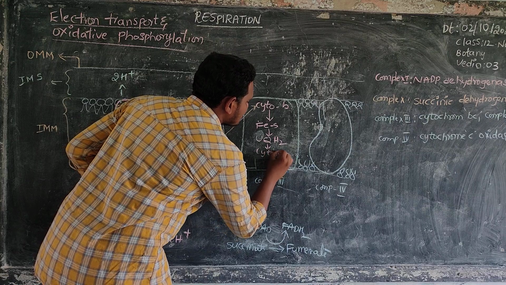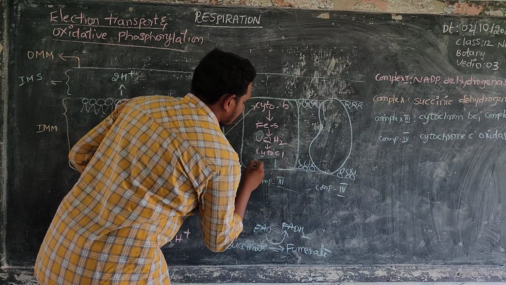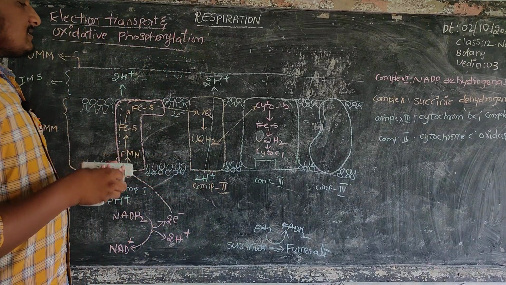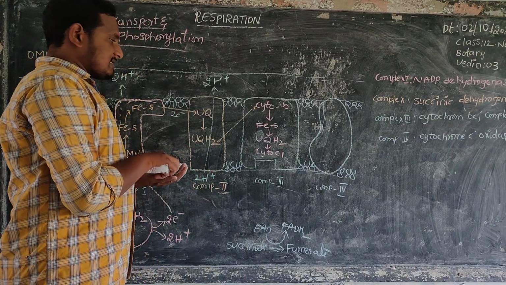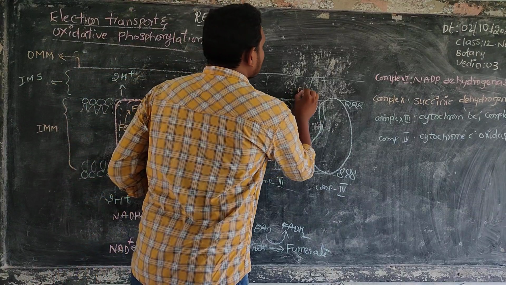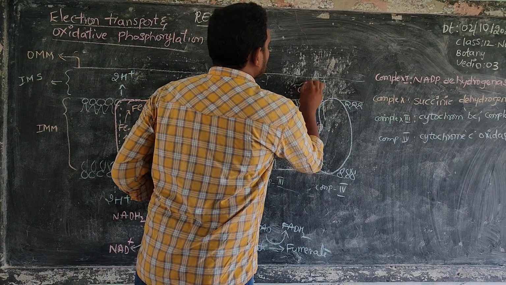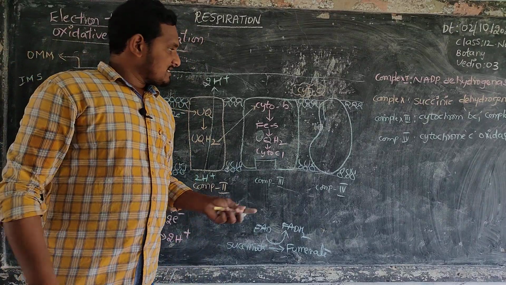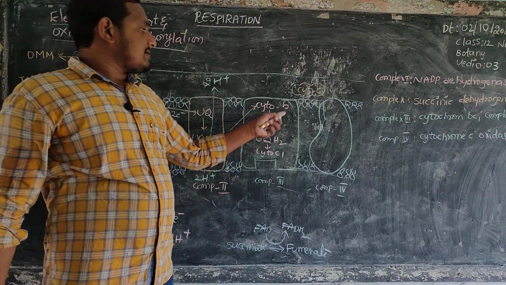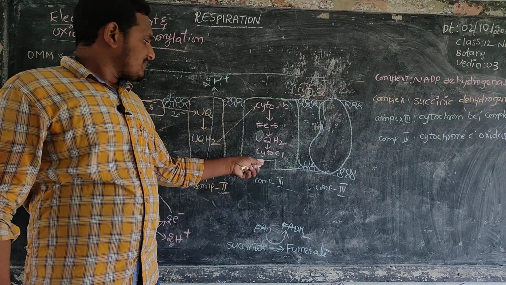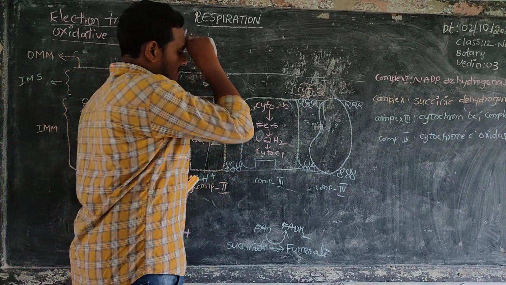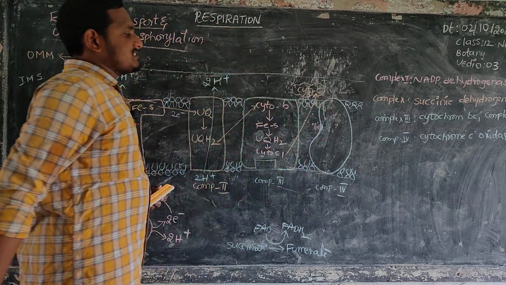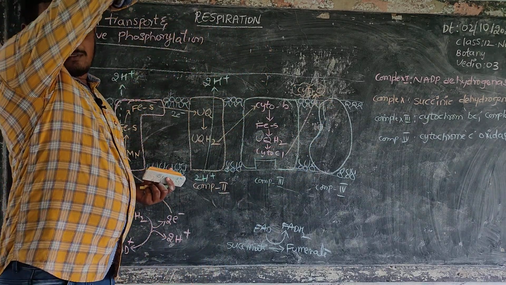Cytochrome C1 sends these electrons to cytochrome C, which is a mobile carrier protein present at the surface of the inner membrane.